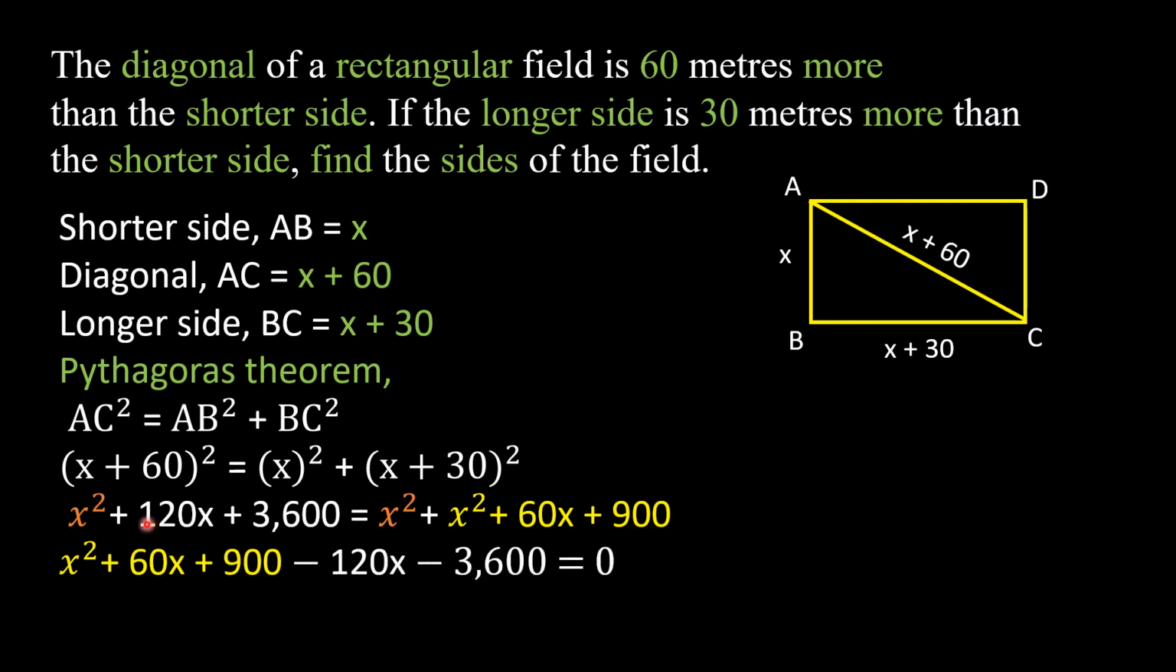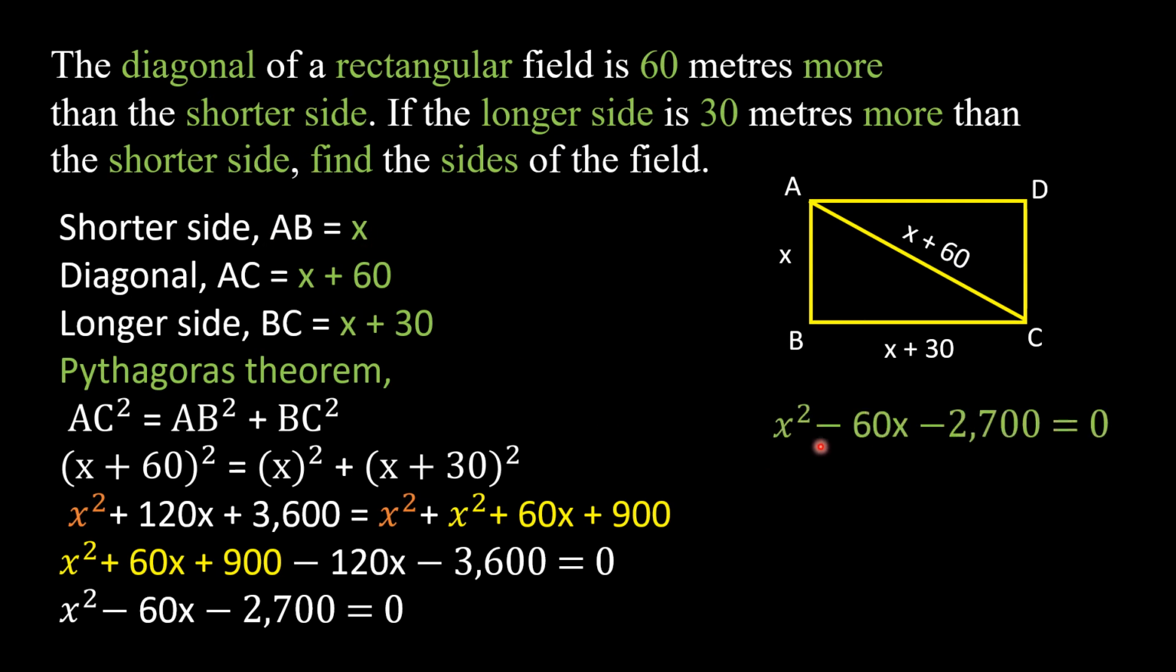and we will take 120x plus 3600 to the right hand side. So plus 120x will become minus 120x, and 3600 becomes minus 3600 equals 0. Now 60x minus 120x will become minus 60x, and 900 minus 3600 will become minus 2700. So this is the quadratic equation which we have to solve in order to find the value of x, which will give us the shorter side of this rectangular field.